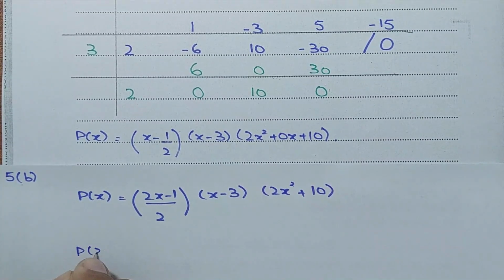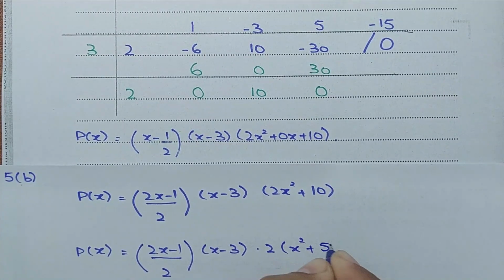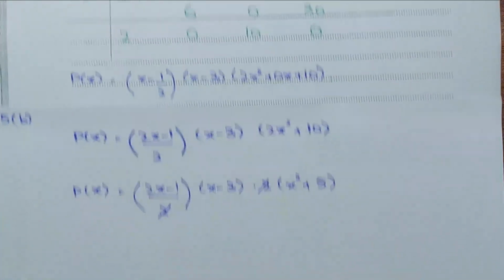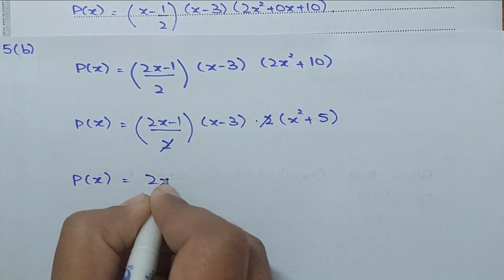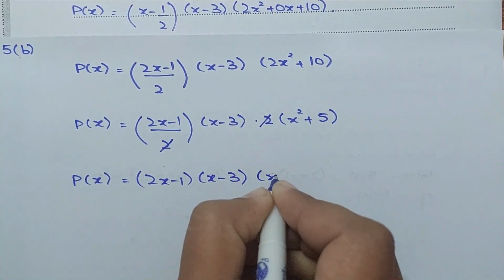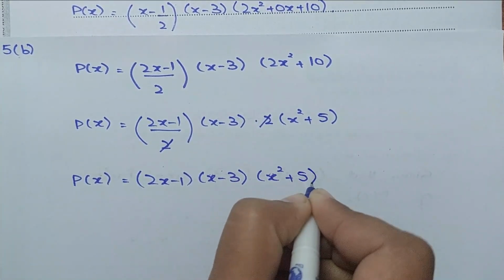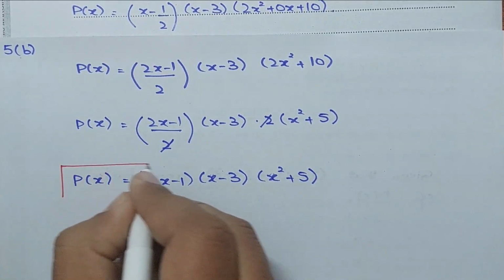Okay, now P of x is 2x minus 1 divided by 2, its product with x minus 3. Let me take 2 common. We are left with x square plus 5. So this 2 and this 2 cancel out. And here we have P of x is equal to 2x minus 1, x minus 3, and x square plus 5. We cannot factorize this, right? So this is the fully factored form of the polynomial P of x.